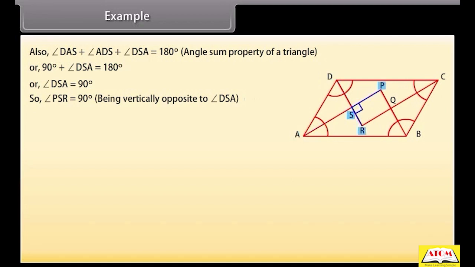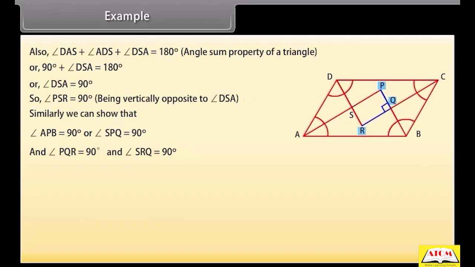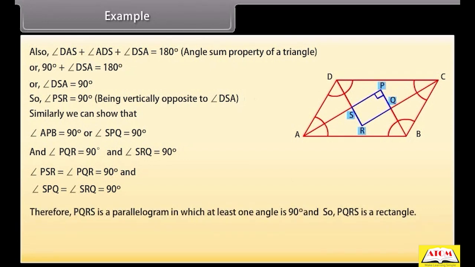So, angle PSR is equal to 90 degrees, being vertically opposite to angle DSA. Similarly, we can show that angle APB is equal to 90 degrees, or angle SPQ is equal to 90 degrees, and angle PQR is equal to 90 degrees, and angle SRQ is equal to 90 degrees. We can see here that angle PSR is equal to angle PQR, which equals 90 degrees, and angle SPQ is equal to angle SRQ, which is 90 degrees. Therefore, PQRS is a parallelogram in which at least one angle is 90 degrees, and so PQRS is a rectangle.